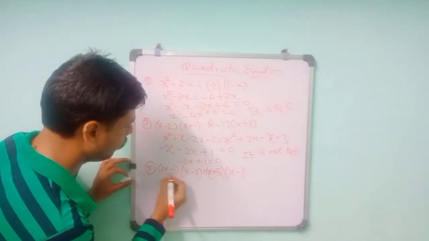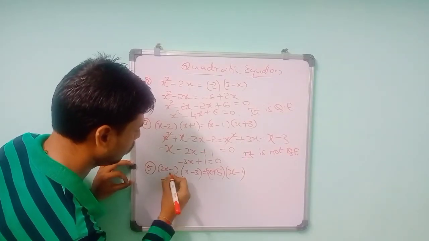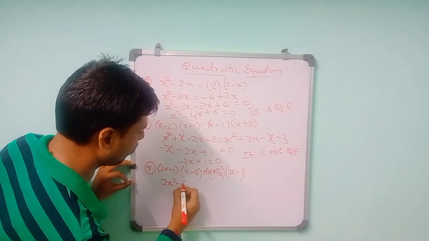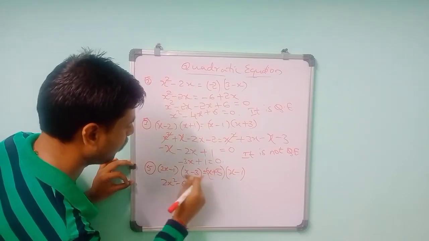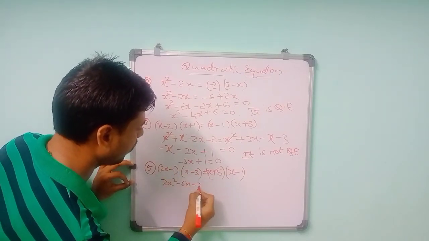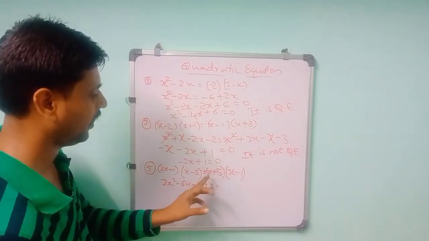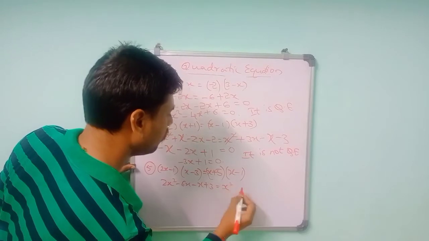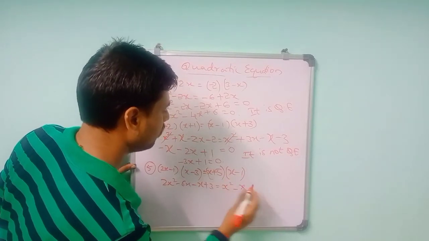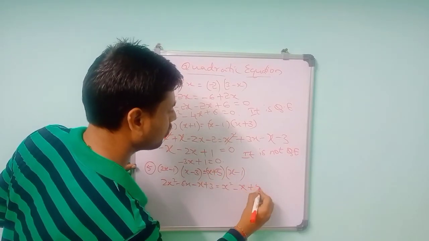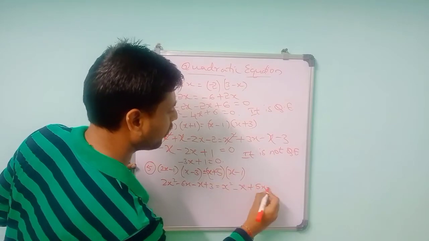Then you take 2x into x is 2x square, 2x into minus 3 is minus 6x. Then minus 1 you have to multiply with these two: minus 1 into x is minus x, minus 1 into minus 3 is plus 3. This one you multiply: x into x is x square, and x into minus 1 is minus x, and 5 into x is plus 5x, and plus 5 into minus 1 is minus 5.